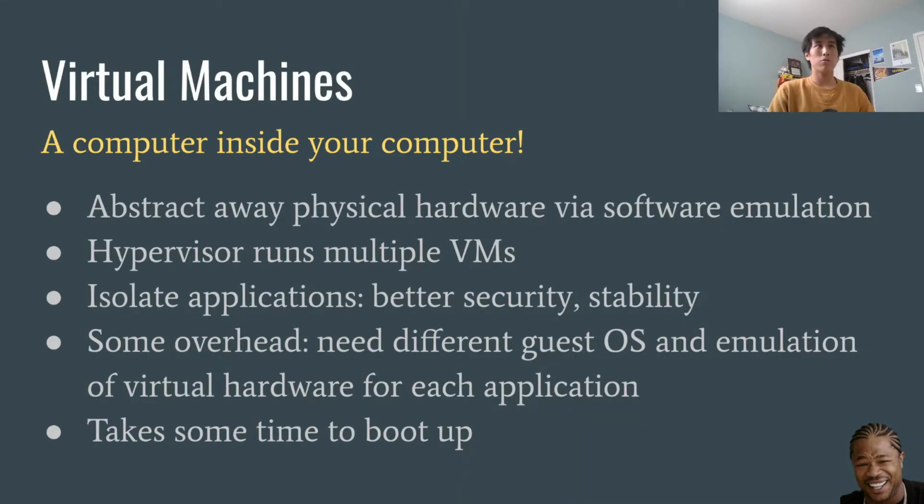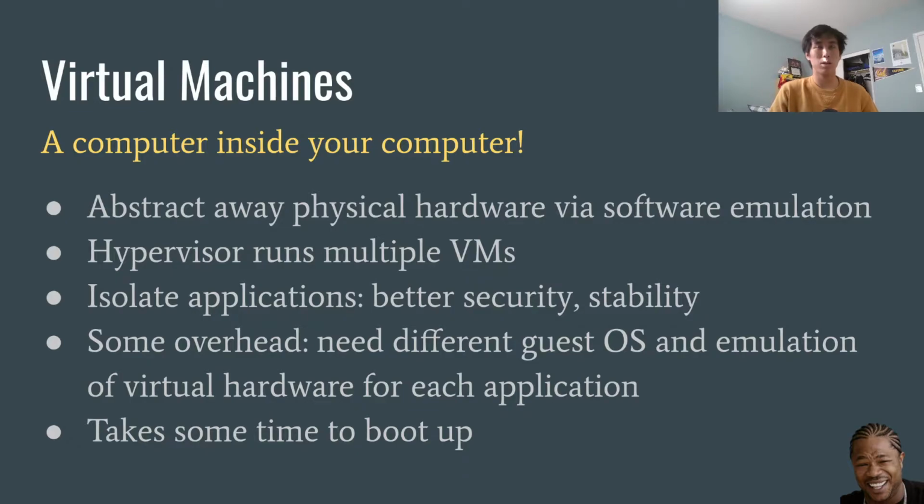For those who don't know, you can think of a virtual machine as a computer inside of your computer. It's an abstraction layer that abstracts away the physical hardware through software emulation. This layer is usually called the hypervisor, and you can run multiple VMs on top of this single hypervisor. For example, if you have application A and application B, one might need Python 2 for some weird reason, and one might need Python 3. You may have library conflicts like that.